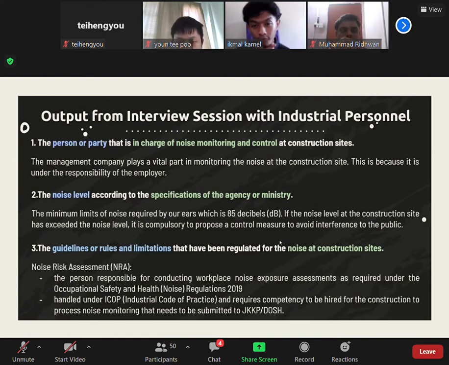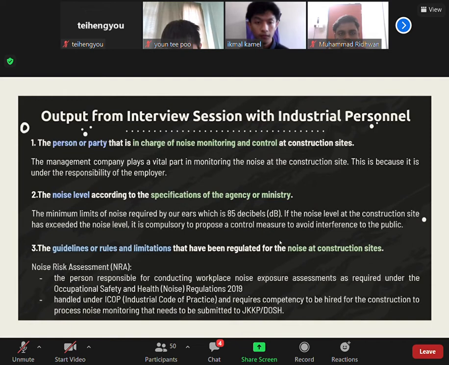Next is the noise level according to the specification of the agency or ministry. So the minimum limits of noise required by our ears is 85 decibels. So if the noise level at the construction site has exceeded the noise level, it is compulsory to propose a control measure to avoid the interference to the public.